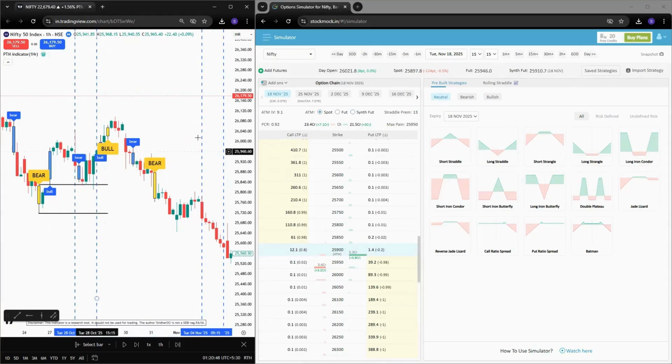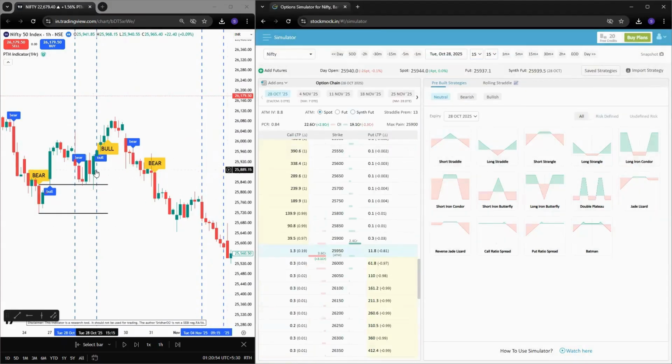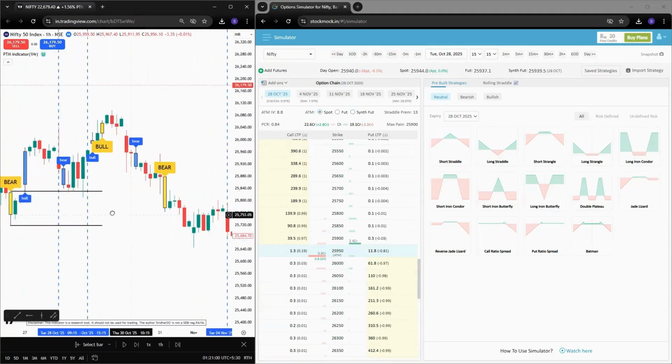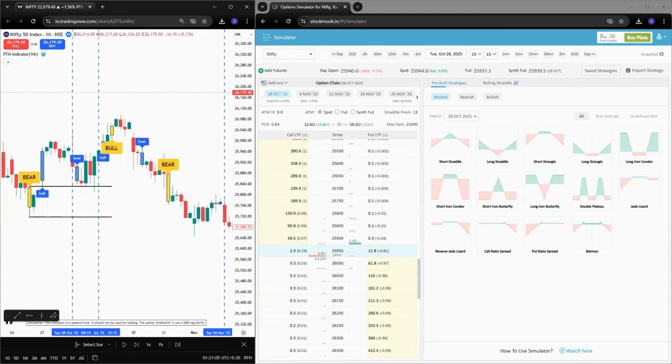I have to select 28th of October. Let me just go back, 28th October, and here the last 15 minutes. So 3:15, correct. I'm already there. I have to trigger a bullish signal. This is a bullish trade because price is trading above the pivot range. Okay, this is a bear signal here, but price is trading above it. So if price is above the pivot range, automatically I have to trigger a bullish signal.